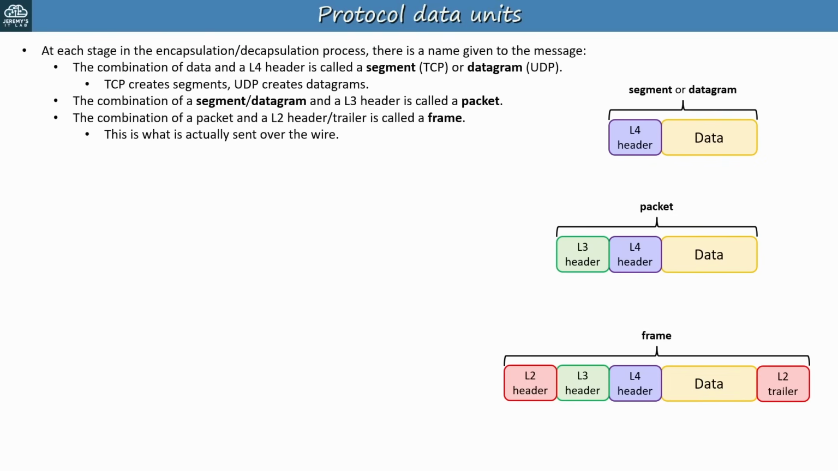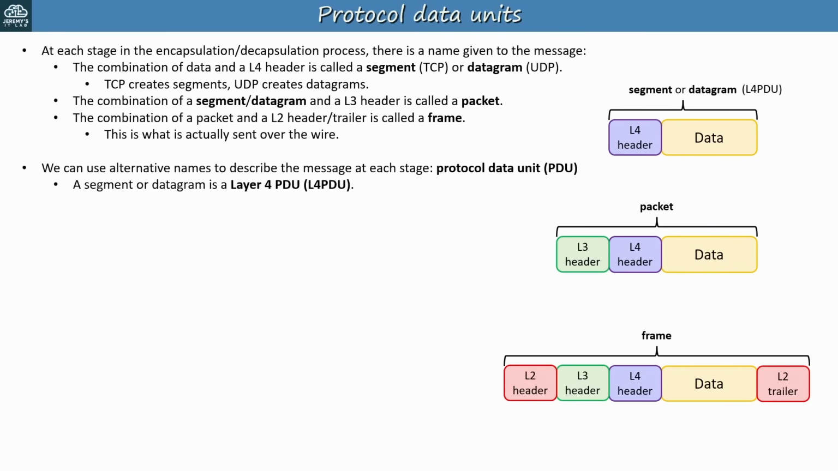They are always sent inside a frame. We can also use alternative names to describe the message at each stage, using the term Protocol Data Unit, or PDU. A segment or datagram is a layer 4 PDU, or L4 PDU. A packet is a layer 3 PDU, or L3 PDU. And a frame is a layer 2 PDU, or L2 PDU. Both names are common, so I recommend knowing both.